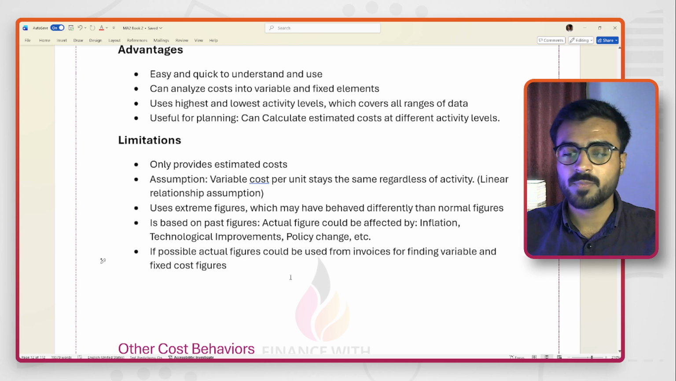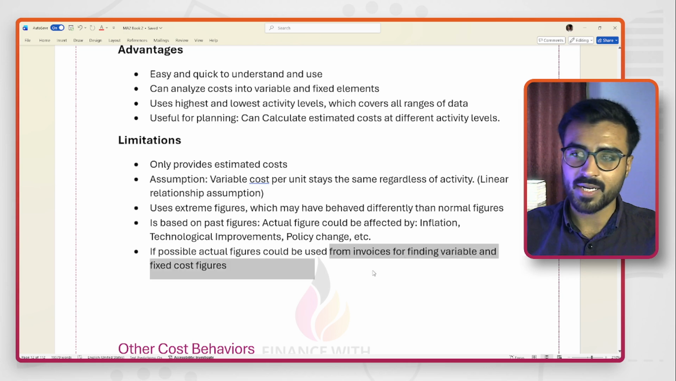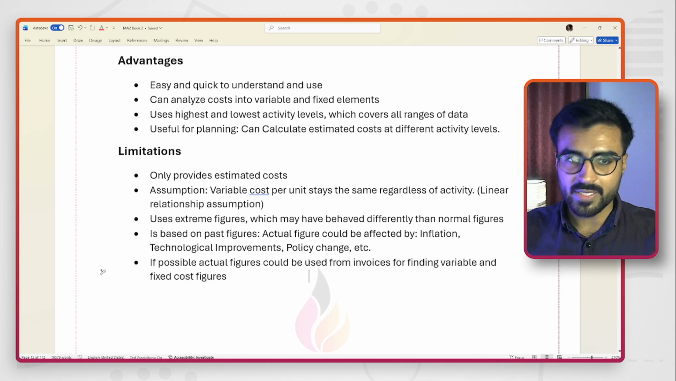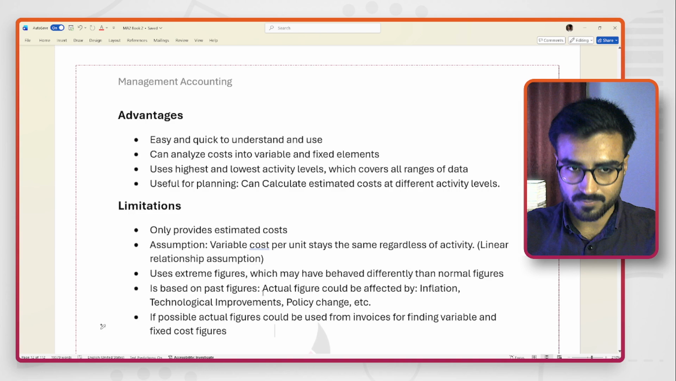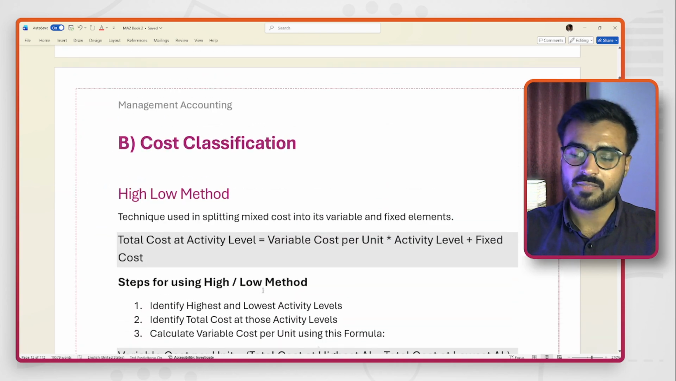So if it is possible, the right way to find the variable cost per unit and the fixed cost is to use the data from invoices, right? So this is a limitation for the high-low method, because we are not using the data from invoices, which is more reliable. This was all. This was the high-low method.